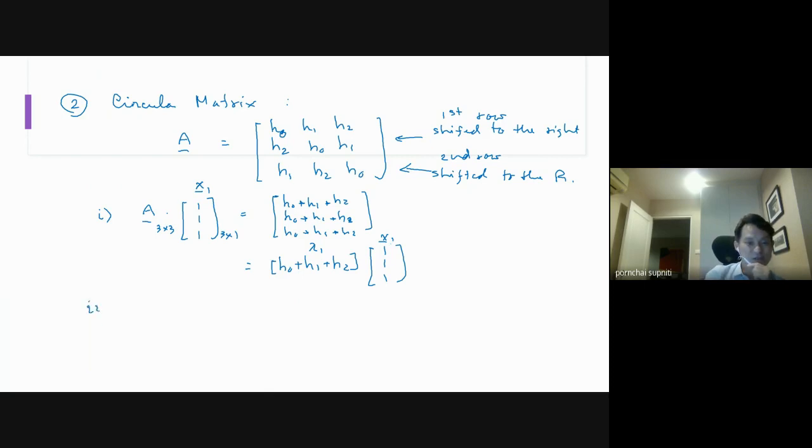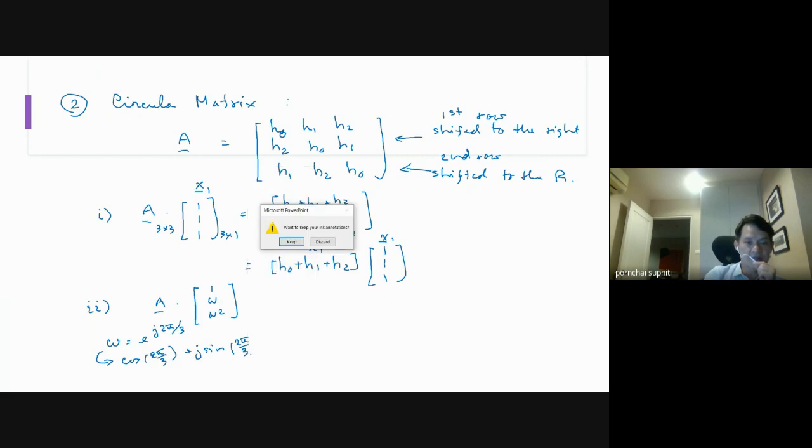Now I multiply A with 1, omega, and omega squared, where I let omega be e to the j 2 pi over 3, which is cosine of 2 pi over 3 plus j sine of 2 pi over 3.